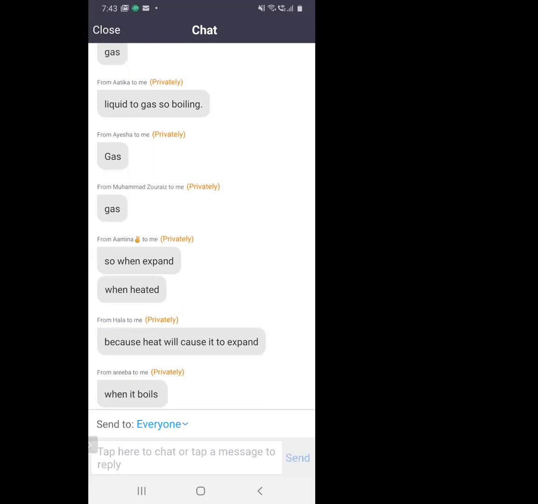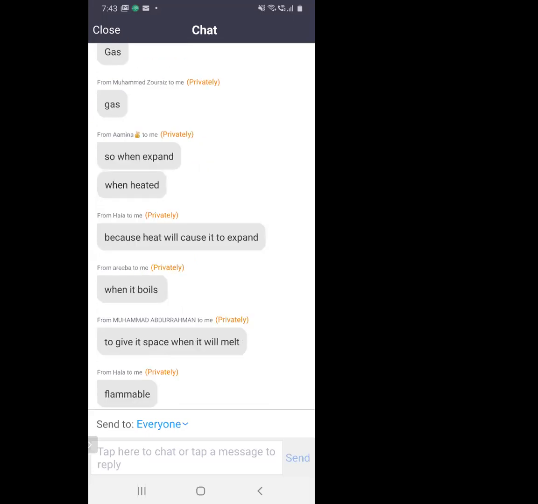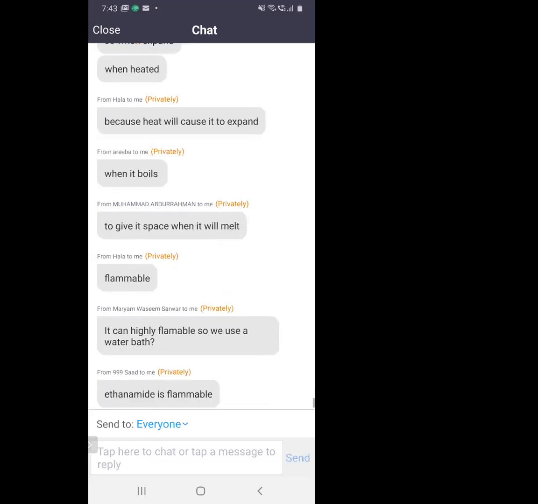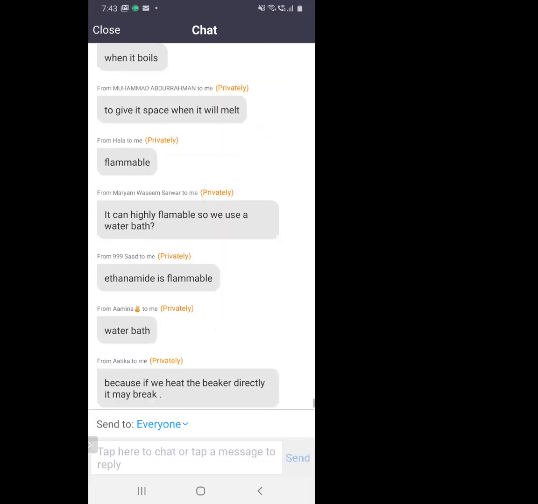Okay, and why are we using a beaker? Yes, very good. Yes, to give it space if it melts. Good job. And yes, flammability. Yes, Hala, we should keep flammability in mind as well. A water bath is always to prevent any explosion or any flammability. Right, right. Good job. Yes, I like that.